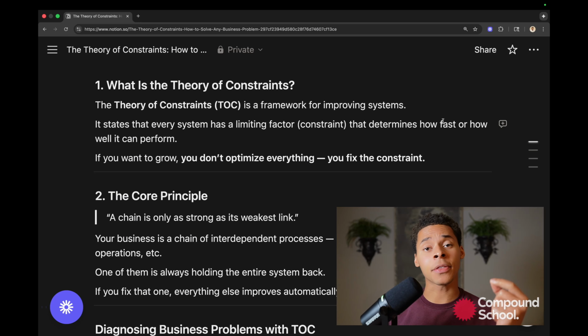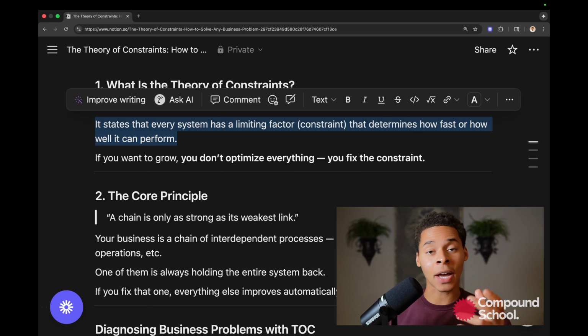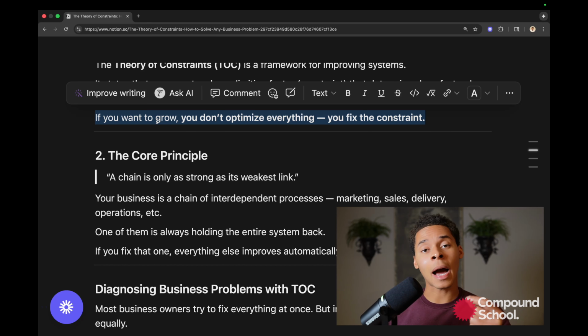Put simply, the theory of constraints is a framework for improving systems. It states that every system has a limiting factor or a constraint that determines how fast or well it can perform. And if you want to grow, don't optimize everything, just fix the constraint. Okay, and I'm going to give you some concrete examples in this video, so just bear with me here.